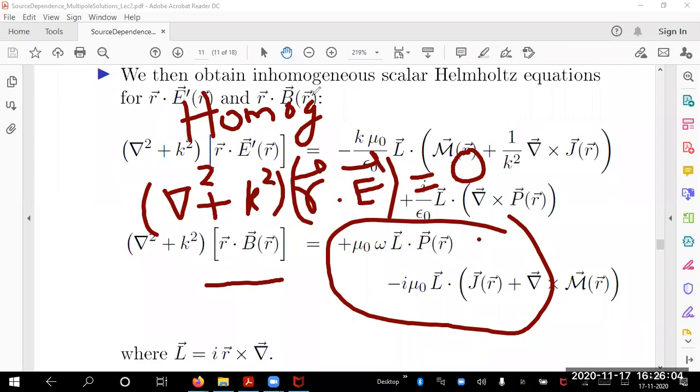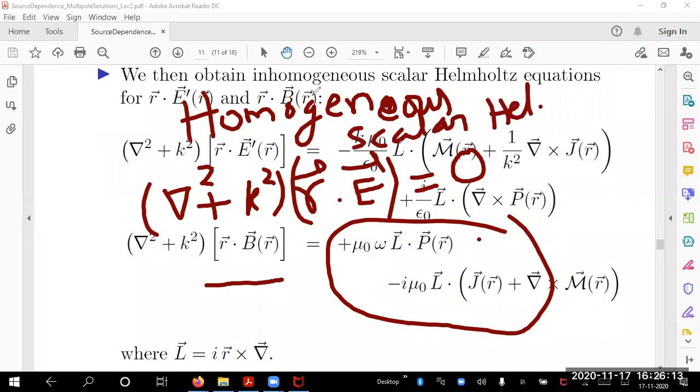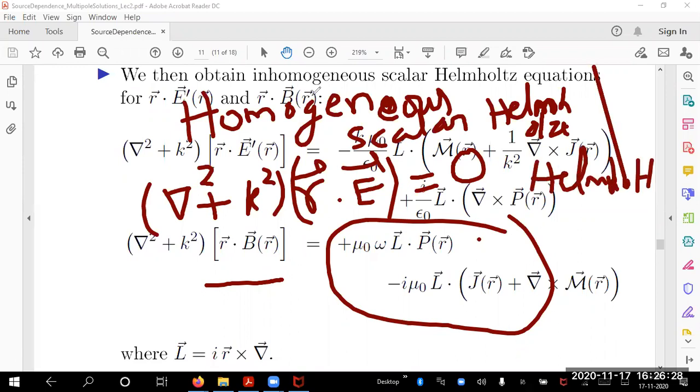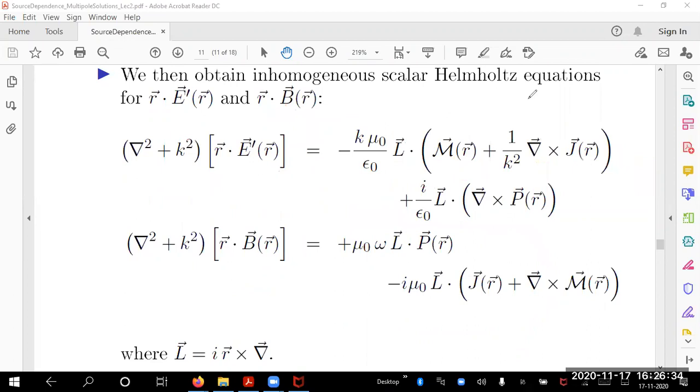Right hand side is 0, so it is homogeneous. Its name is called homogeneous scalar Helmholtz equation. Okay, I can't write it. Scalar Helmholtz equation. Scalar Helmholtz equation. But now I am getting what is called as inhomogeneous.